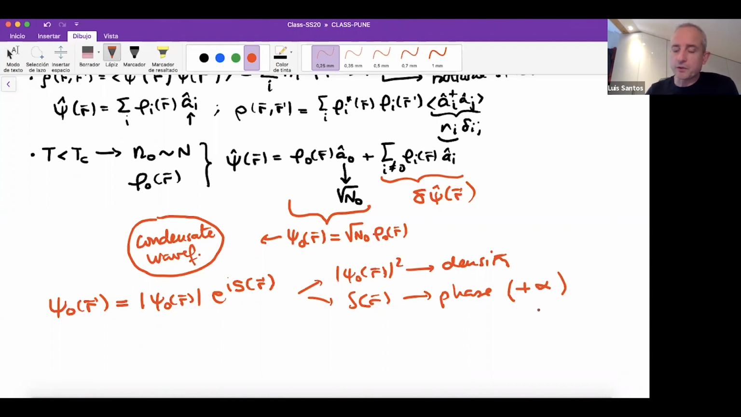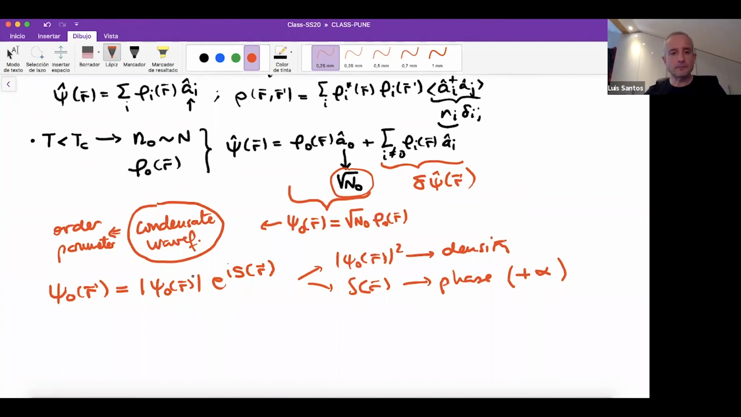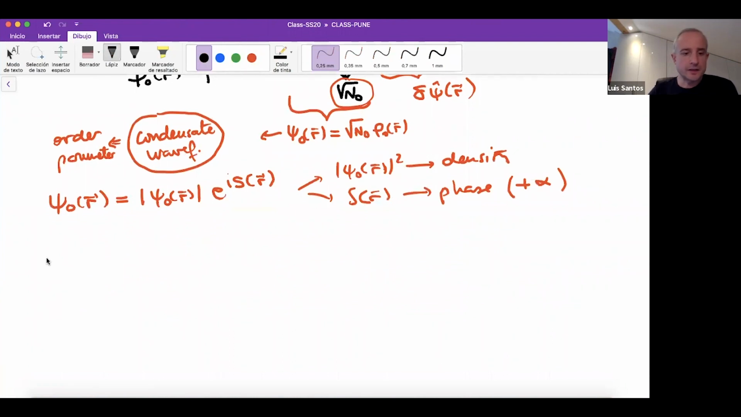Okay, so this condensate wave function acts like an order parameter that characterizes the BEC phase. For temperature larger than the critical temperature, I don't have a condensate. For temperature smaller than the critical temperature, this square root of N0 is of the order of square root of N. So it starts to grow, so to say. So this condensate wave function plays the role of an order parameter for the BEC transition. Okay, this is the first thing I wanted to mention, this idea of condensate wave function.